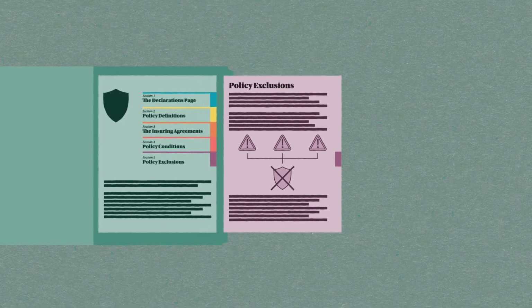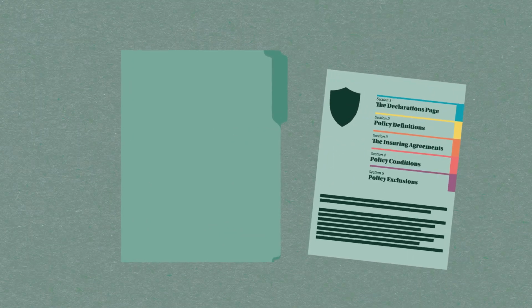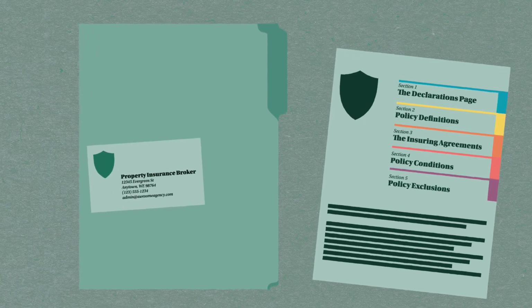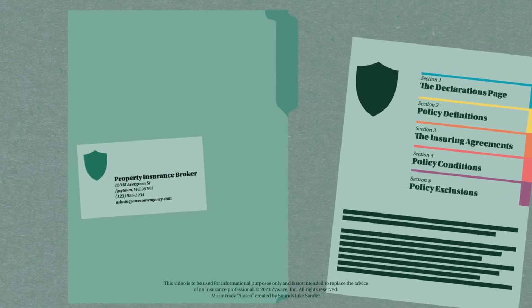It can be difficult to fully comprehend what certain policy provisions mean. Insurance advisors, such as agents and brokers, play a key role in helping policyholders better understand their coverage.